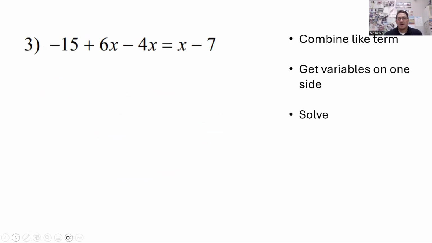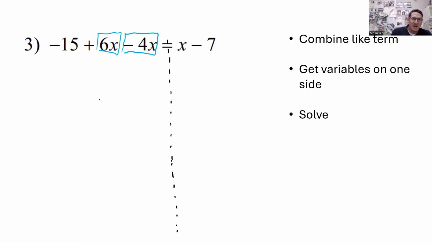Next one. So here, again, real important for that line of separation because there's a lot going on there. Find that equal sign and put a dotted line down that equal sign to keep things organized. So again, I have a lot going on this left side of the equation. I'm going to clean this up, starting off with combining like terms. So I have a positive 6x combined with a -4x. When I combine those, that is a positive 2x. So it's negative 15 plus 2x is equal to x minus 7.